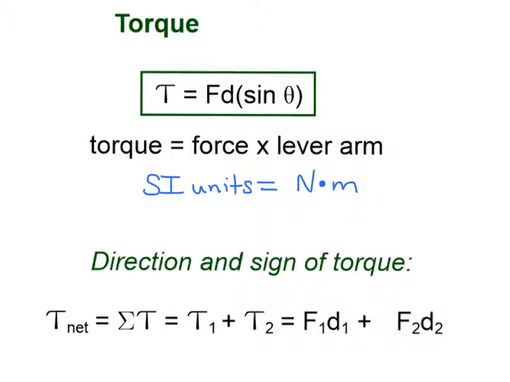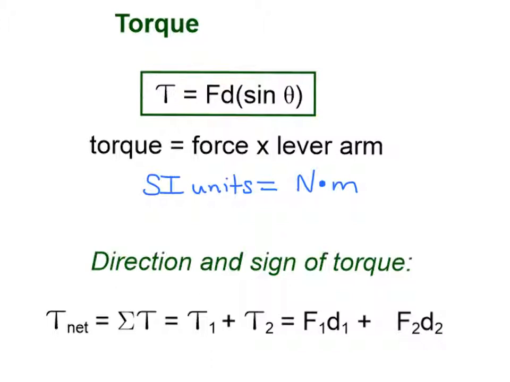Torque is a vector quantity, and when we talk about net torque, we're going to look at the sum of all of the torque involved. So if there are multiple torques involved, we would add them up. It would look something like this.